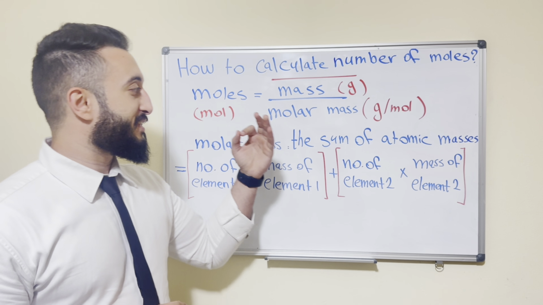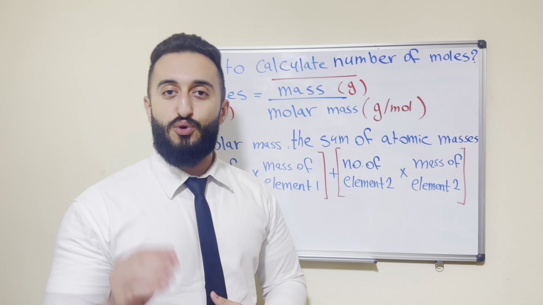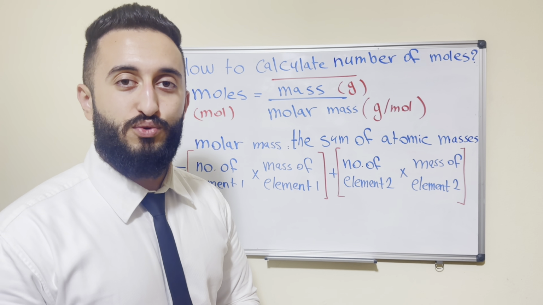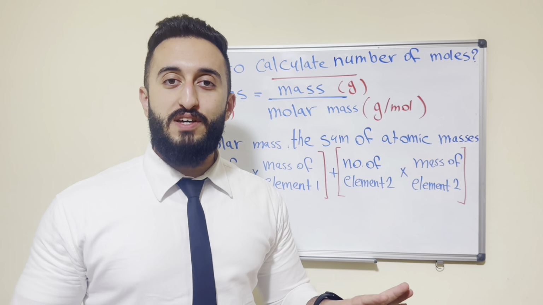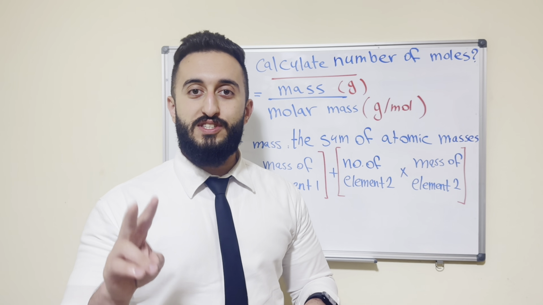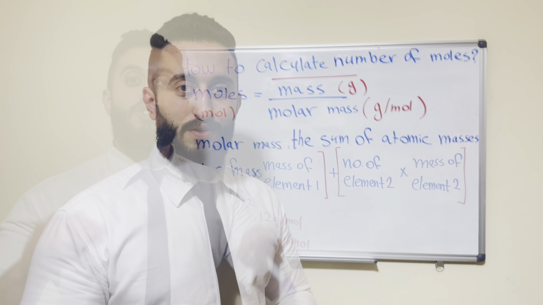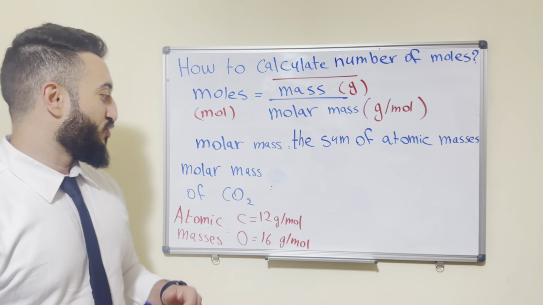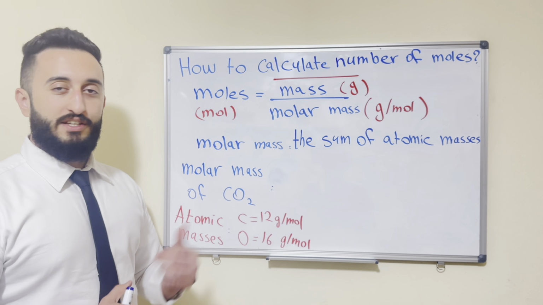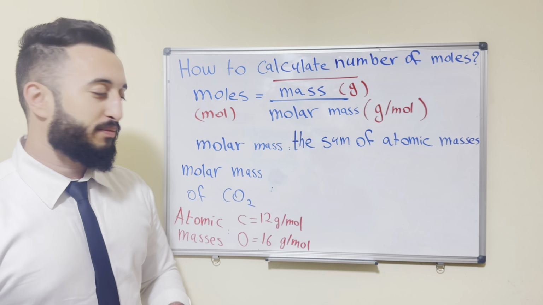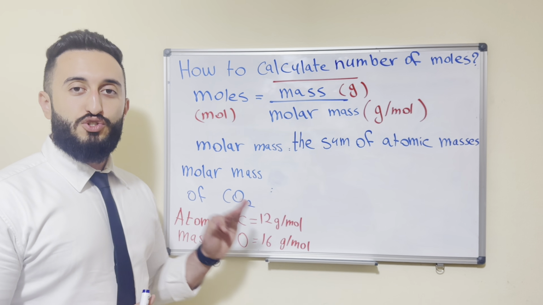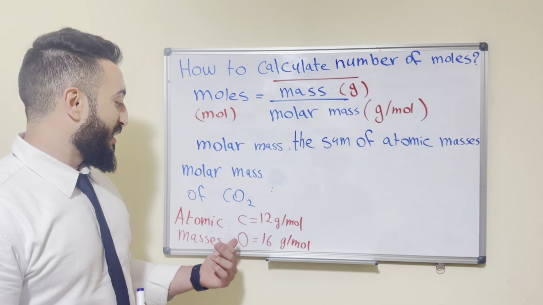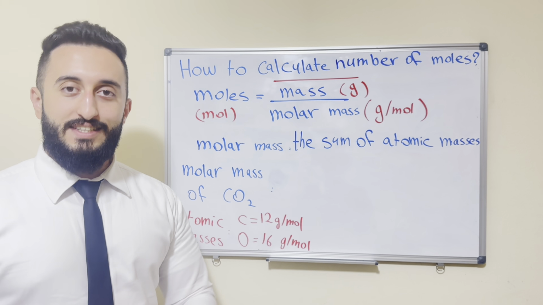So write down these two rules so we can use them to solve the following questions. Pause the video and write down the two rules, and then we are going to continue together. So let's try to calculate the molar mass of carbon dioxide. First, what are the atomic masses? The atomic mass of carbon is 12 grams per mole. The atomic mass of oxygen is 16 grams per mole.